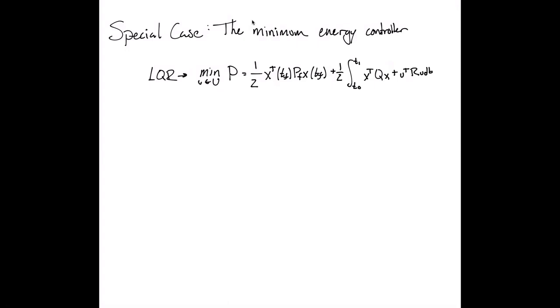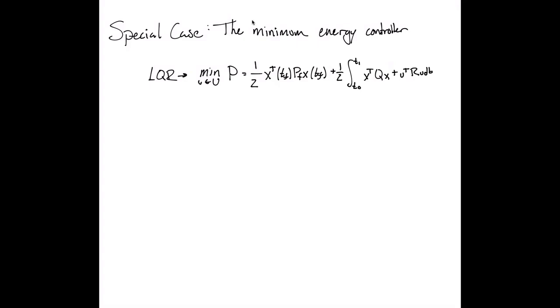So why do we want a minimum energy controller? Well, say we have a finite amount of resources that we can utilize to propel our process from the initial condition to the final condition. So we want to consume the least amount of resources possible to do that. So we can use this formulation of the LQR to reduce the general LQR problem into a minimum energy problem and ensure that this is a viable way to do it.